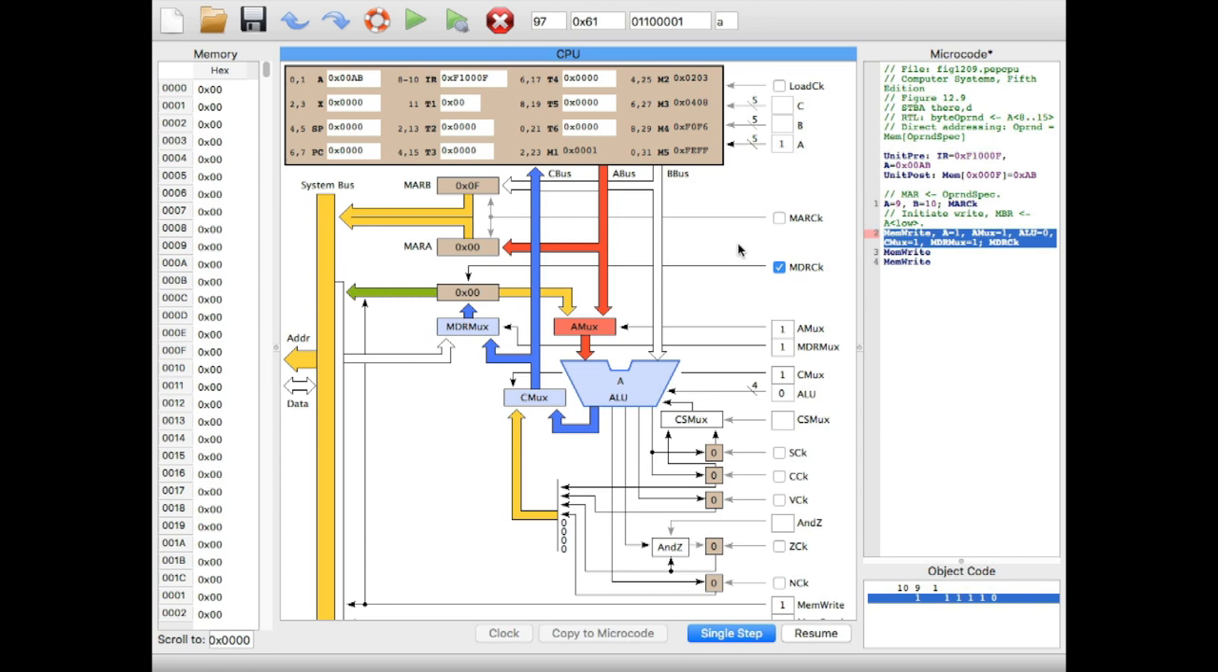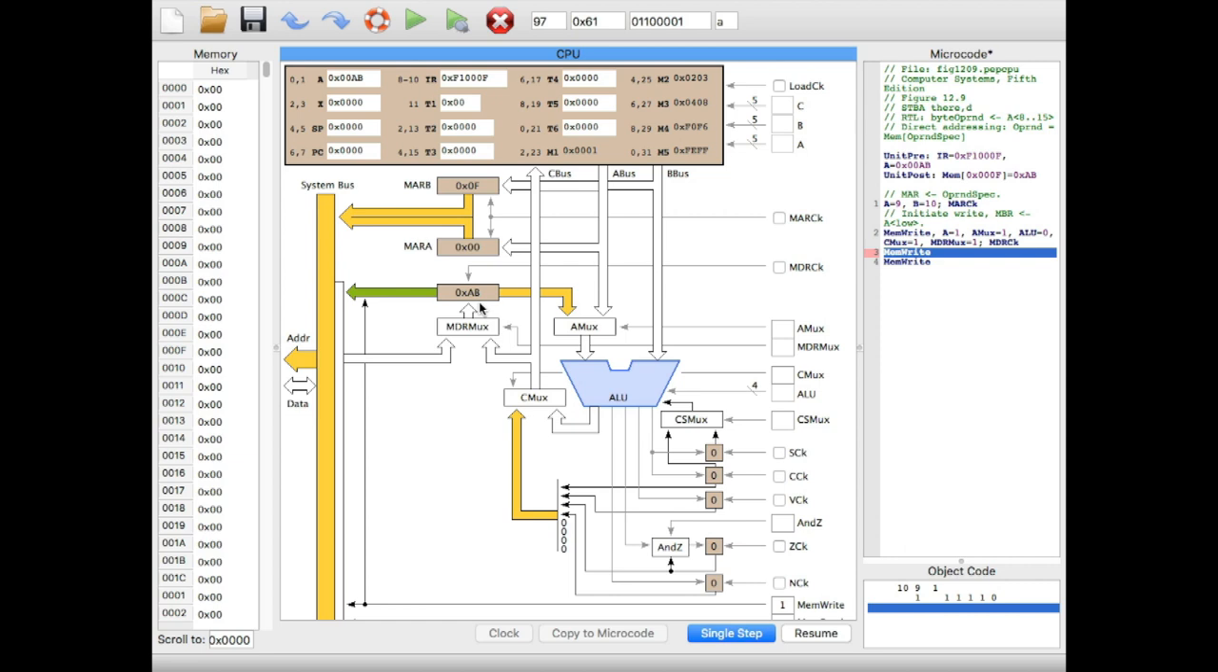And now what? A equals 1, A mux equals 1. So the data is coming from where? From the lower order bits. Yeah, this AB from the accumulator, and what's it going to do? It's going to go through here, through here, through here, and boom. So when we do it again, this should be AB, right? So let's do that. Boom, AB.